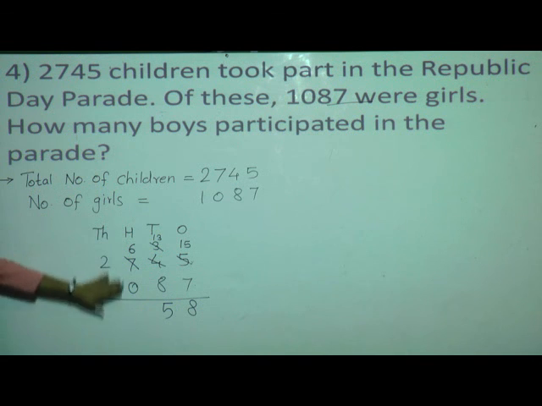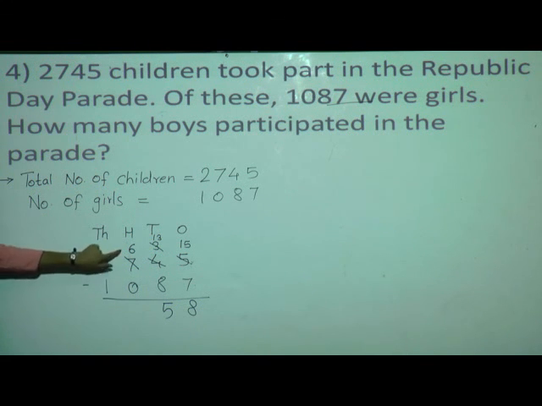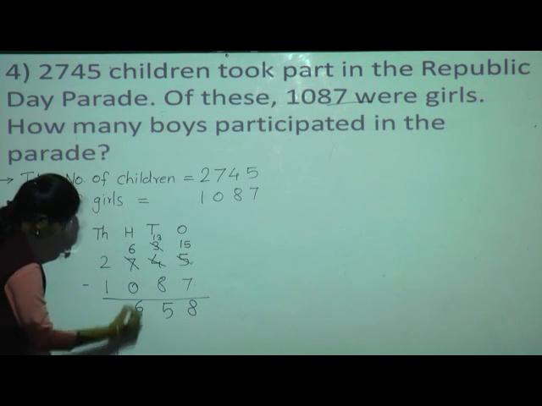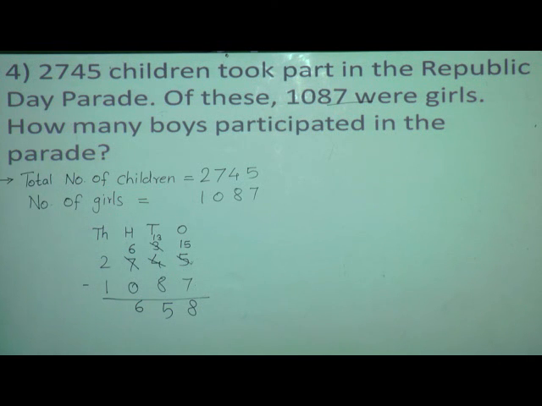See the hundreds place column now. Here 6 is there and here 0 is there. 6 minus 0 is equal to what? 6. Why? Because we have seen one property of subtraction. In that property, if we subtract 0 from any number, we will get the answer that number itself. So according to that property, 6 minus 0 is equal to what? 6.